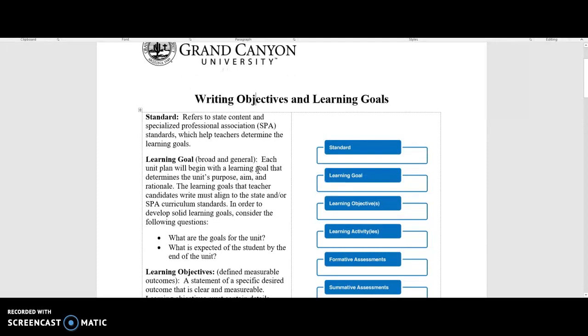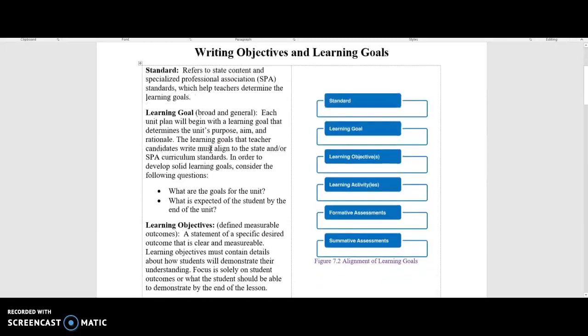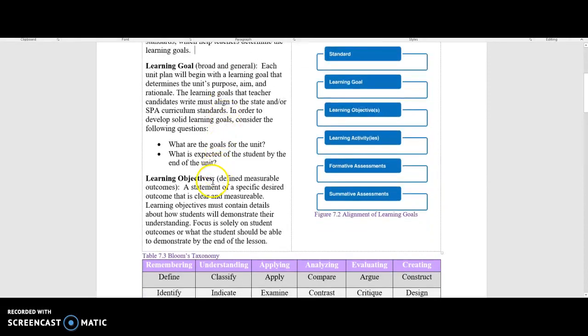Access this week. A standard, most of you know what standards are. They could be state content. They could be Common Core. Look to your own state for standards. You can find those easily. The goal is broad in general. Each unit plan begins with a learning goal. And then the learning objectives, they are very specific and measurable.